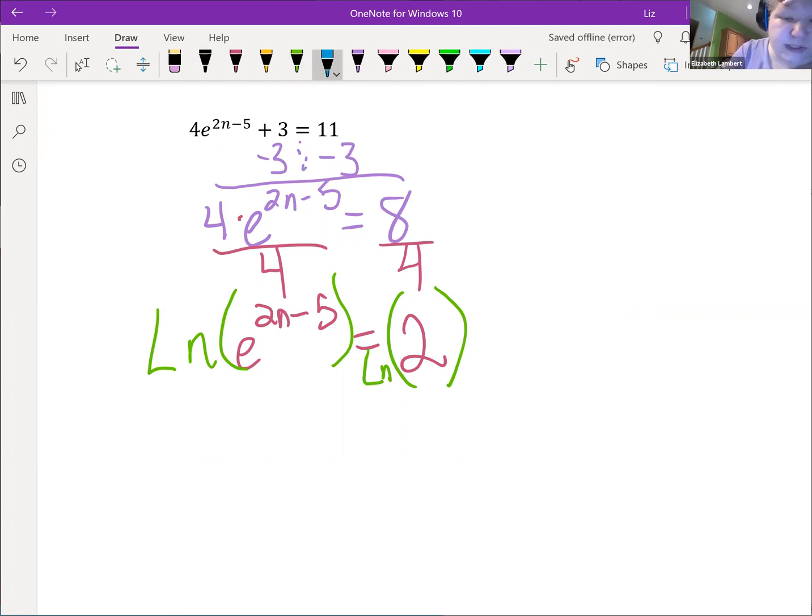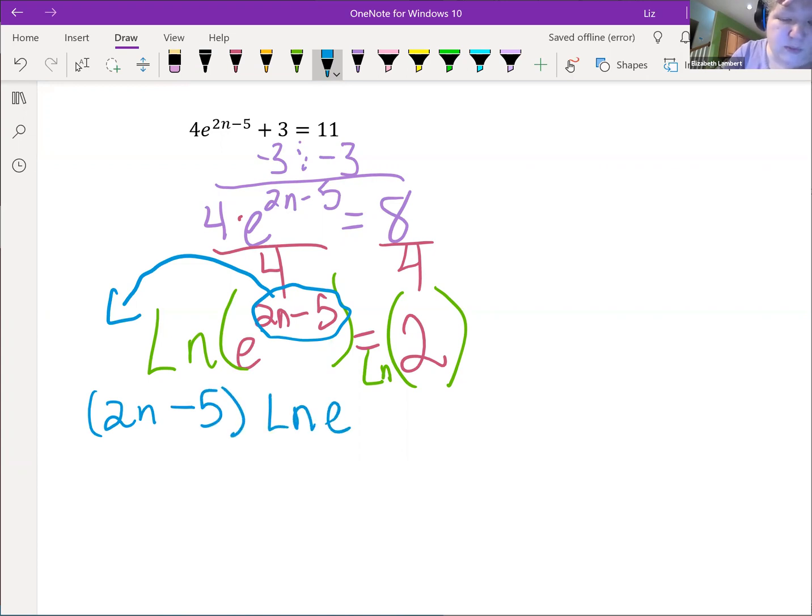All right, so we took the natural log because it's going to take this whole exponent as a thing and power it down to in front of the logs. So that power down is going to become 2n minus 5 in front. And then just for a moment, I'm going to write the natural log of e. And then, of course, over here we have the natural log of 2.